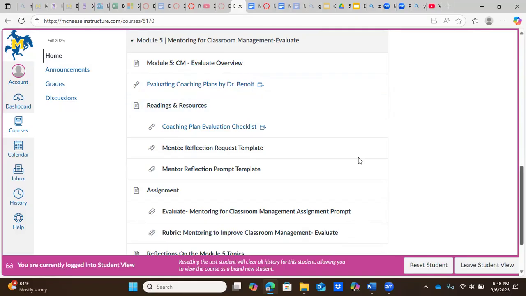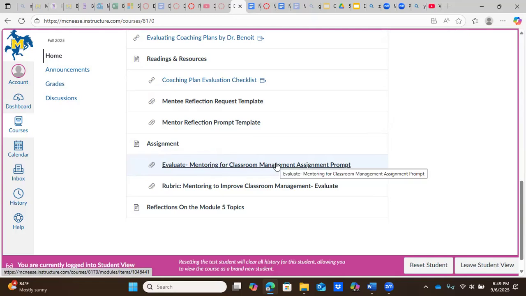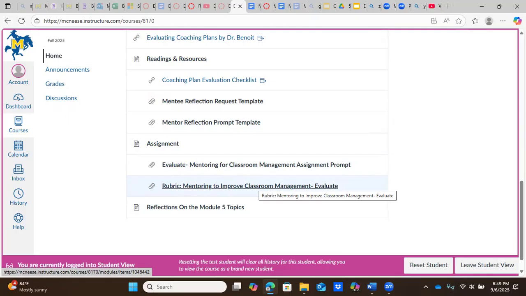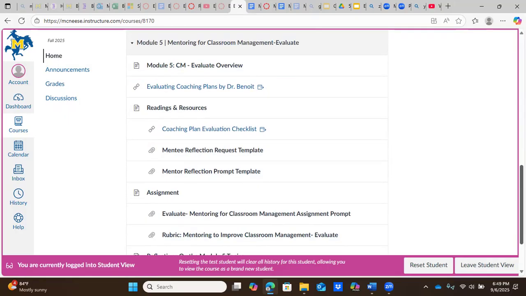I've also included a coaching plan evaluation checklist. And then here is a mentee reflection request template and a mentor reflection prompt template. The prompt is provided here for you, and the rubric, as always, is provided right here for you. So you should be wrapping up this coaching cycle with your mentee at this point, and you should be ready to evaluate that coaching plan.